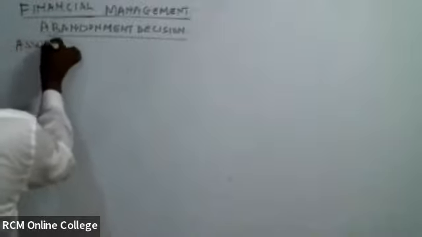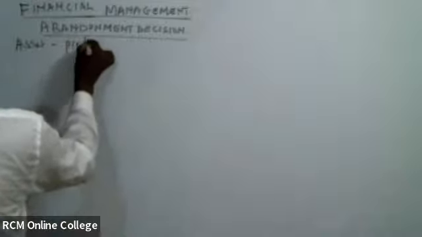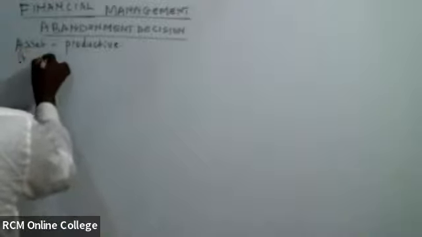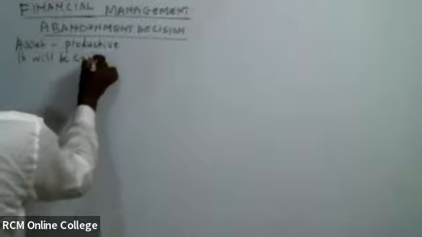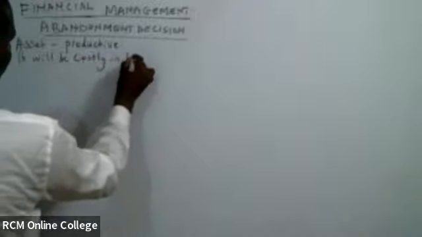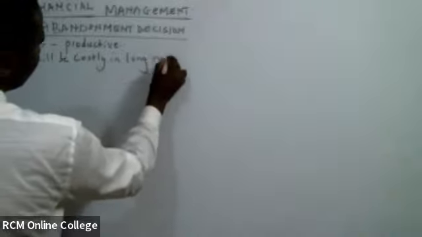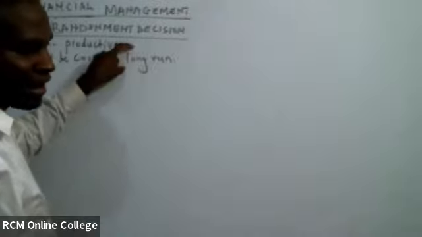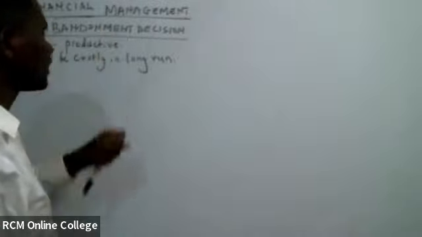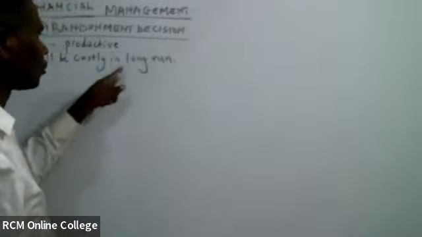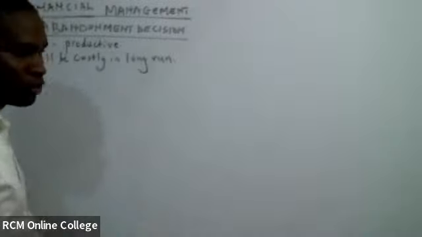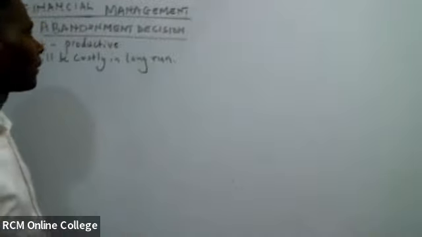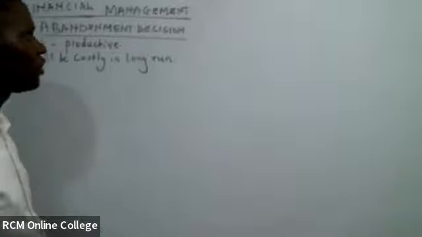Here we are having an asset. Yes, it is productive, but it will be costly in the long run. So the reason for abandonment is because we are incurring more cost, or abnormal cost, on this asset than usual, and that's why the abandonment decision comes in.